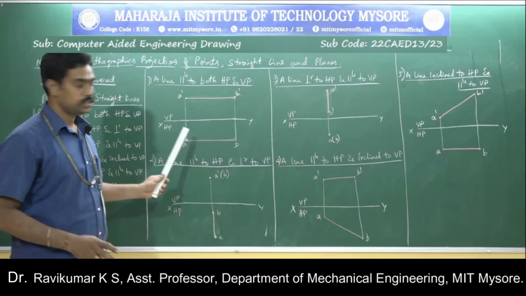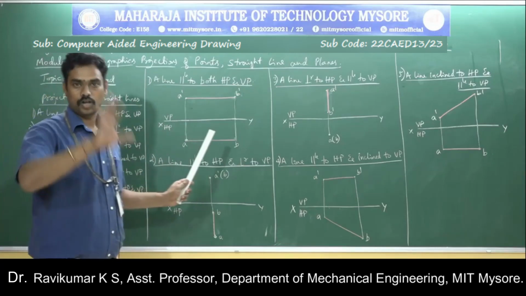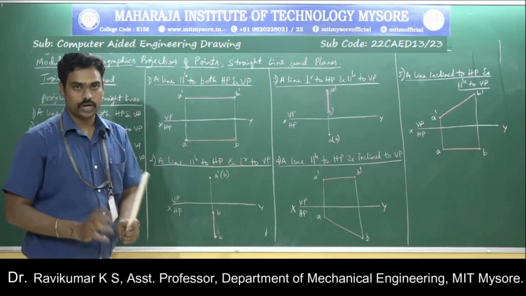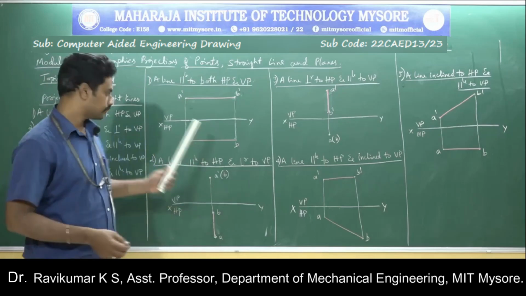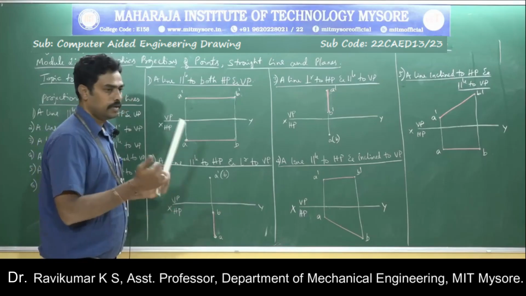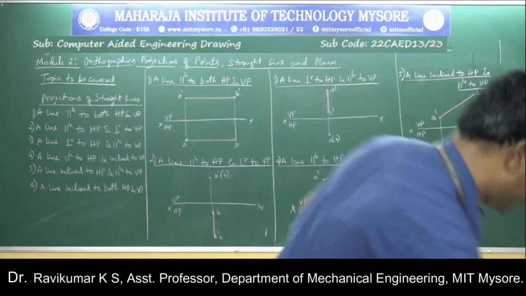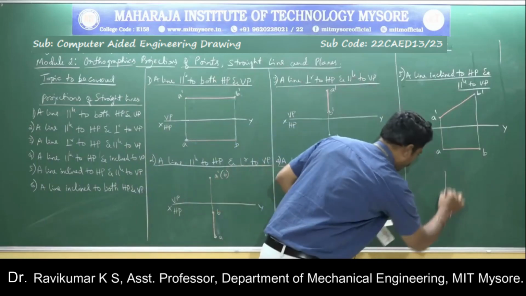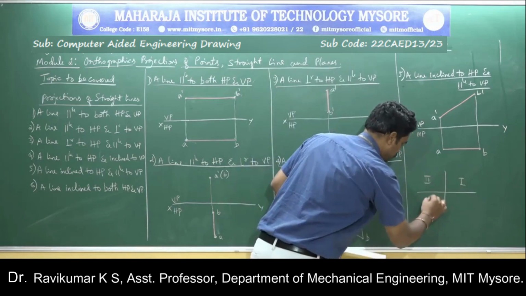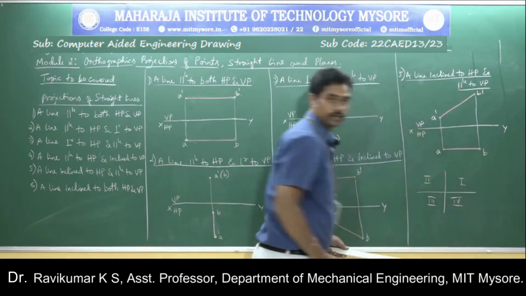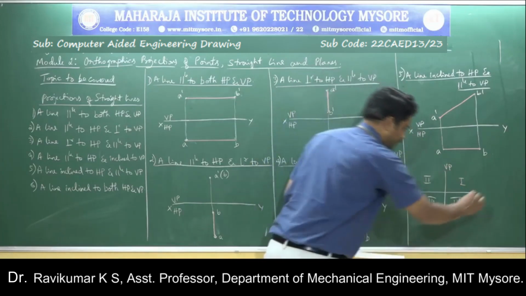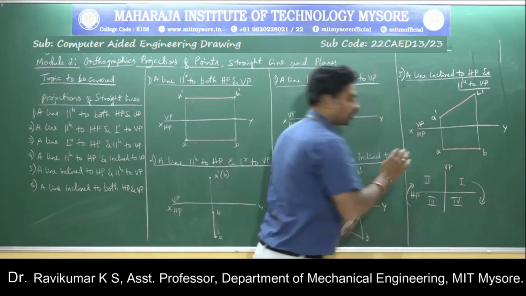In the case of points, no need to write VP and HP because you will be dealing with all the four quadrants. But in the case of straight lines, since you are dealing with only the first quadrant, VP comes above the XY line and HP comes below the XY line, something like this. Look at here. I'll take the help of the quadrants: the first quadrant, second, third, and the fourth quadrant. Say this is HP and this is VP. You need to tilt the horizontal plane clockwise.